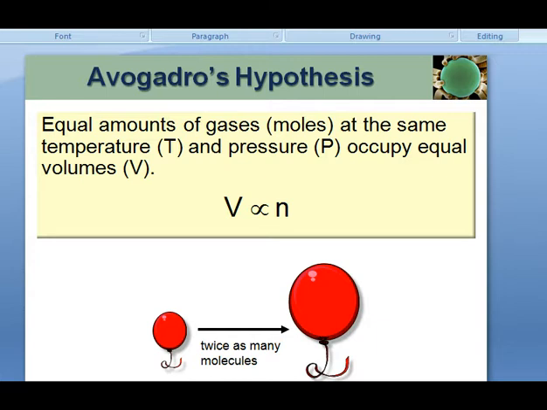So what would that equation look like? Volume and number of moles, are they directly related? What does the equation look like? Does it look more like Boyle's law, or does it look more like Charles's law? What does that equation look like?